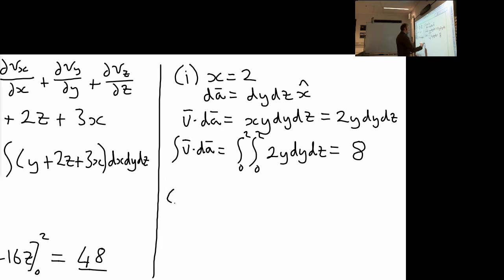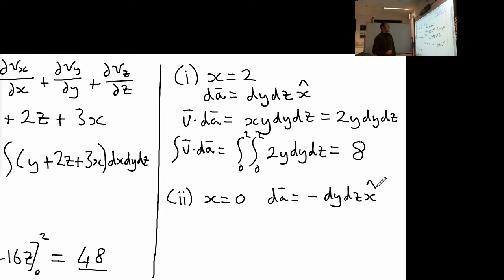The second side is where x is equal to 0. So our infinitesimal displacement area is going to be negative now because it's out the other side, so it's in the minus x hat direction, minus dy dz x hat. For v dot dA, we get the same expression as up here. So putting the x in as 0, v dot dA is equal to 0.